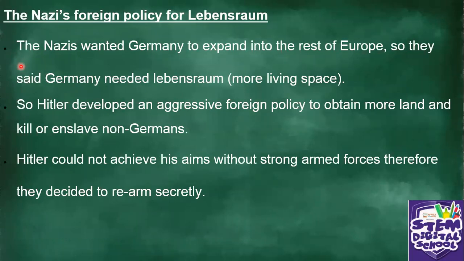And then we look at the Nazi foreign policy for Lebensraum. So the Nazis wanted Germany to expand into the rest of Europe. So they said Germany needed Lebensraum. So they wanted more living space, more area, more land. So Hitler developed an aggressive foreign policy to obtain more land and kill or enslave non-Germans. Hitler could not achieve his aims without strong armed forces. Therefore, they decided to rearm secretly. So Hitler was very cruel. All he wanted to do was to come into power with his evil acts and control people. Okay.